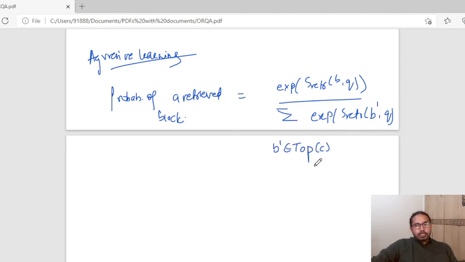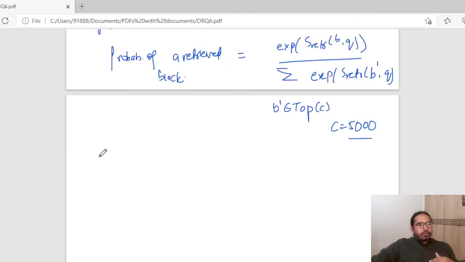Now top C and top K are different. In the paper they have set C equal to 5000. What this means is the retriever can retrieve almost 5000 top blocks, but only the top K, which will be equal to the reader beam size, will be passed on to the QA model. In each of these 5000 blocks that we are retrieving, we want to increase the retriever score given to the particular block which might have the target answer string.